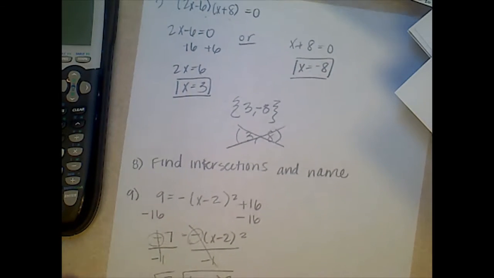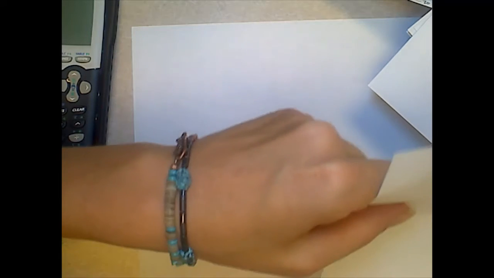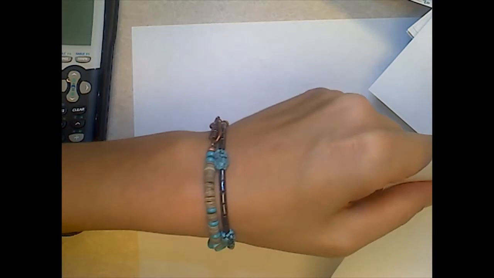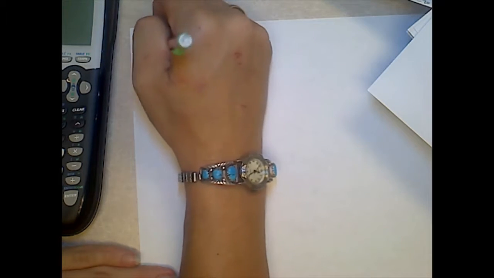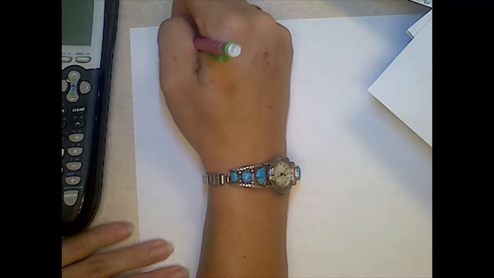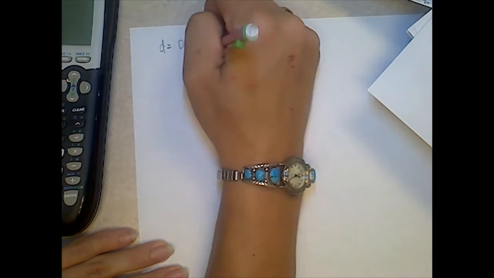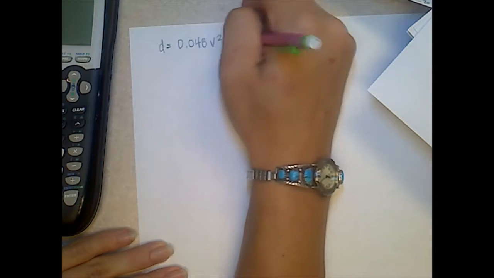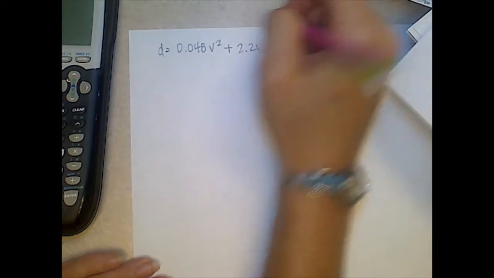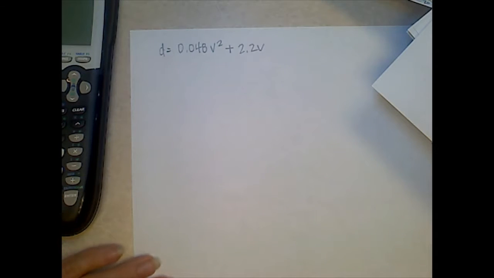Okay. Number 10, I'm sorry, is a multi-step question about stopping distance. So you're going to be using that same equation a couple times. I think there's just an A and a B. Okay, number 10, let me write the equation. D equals 0.048v squared plus 2.2v. Remember, v is velocity, d is distance.